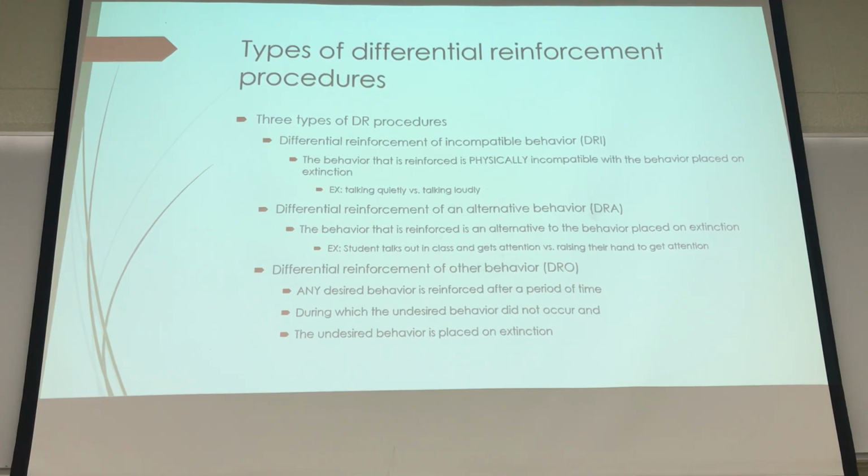Okay, so we've got a student who talks out in class and gets attention. That's the undesired behavior. That social reinforcement is powerful for talking out behavior. Now we're going to put that behavior on extinction and reinforce raising their hand. Student raised their hand, immediately called on by the instructor. That behavior is going to increase in frequency, and the talking out is going to decrease in frequency, if we can stop the reinforcer for talking out. That's the key.